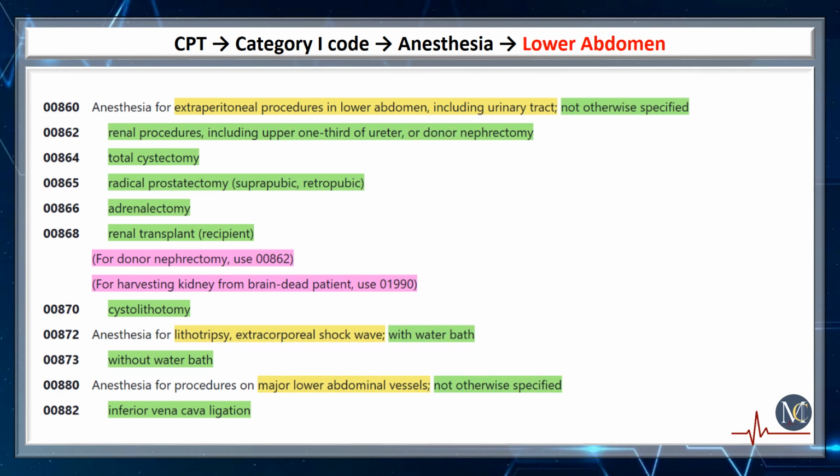Next code is 00880. Anesthesia for procedure on major lower abdominal vessels not otherwise specified. Next code is 00882, inferior vena cava ligation. It means the provider performs anesthesia services for a procedure on major lower abdominal vessels, including inferior vena cava ligation.